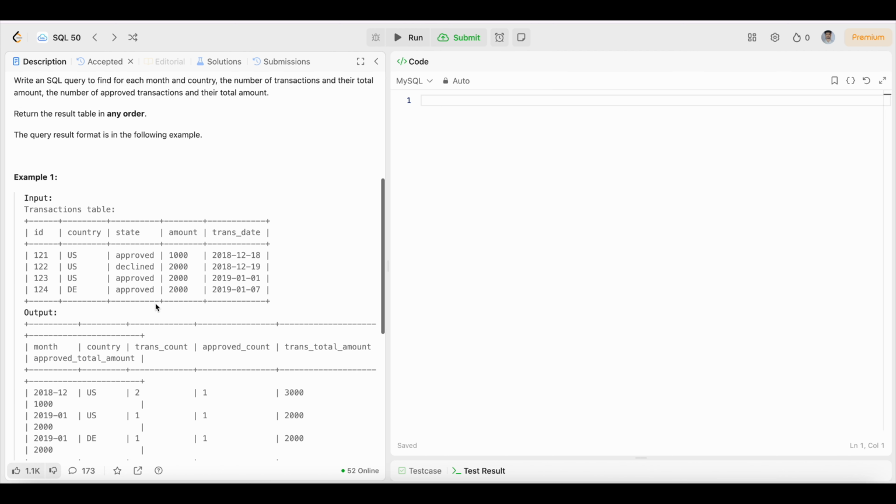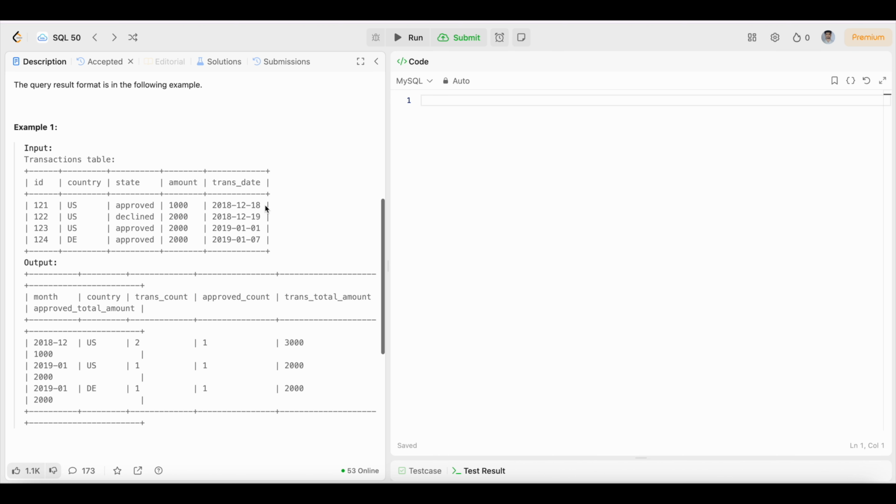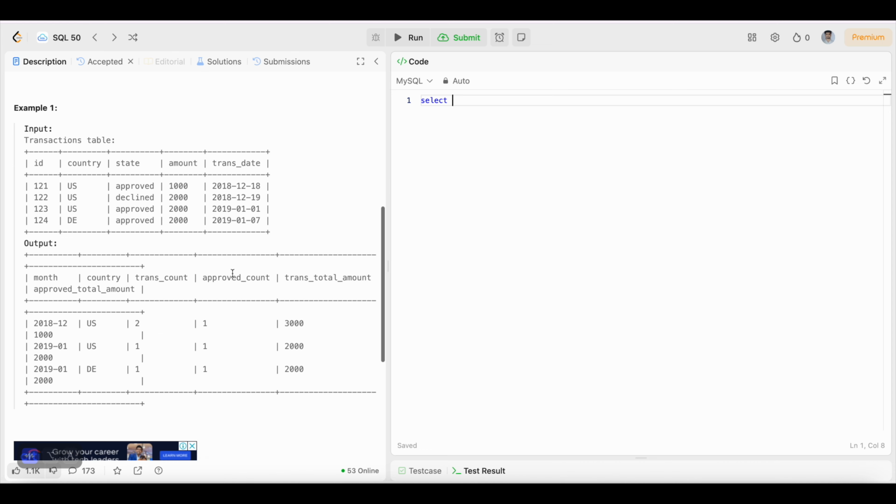This is a proper case where we have to group by these two columns, but we are interested in the month only, not in the dates. So let's solve this problem using group by. Let me first make the structure: select all from transactions.